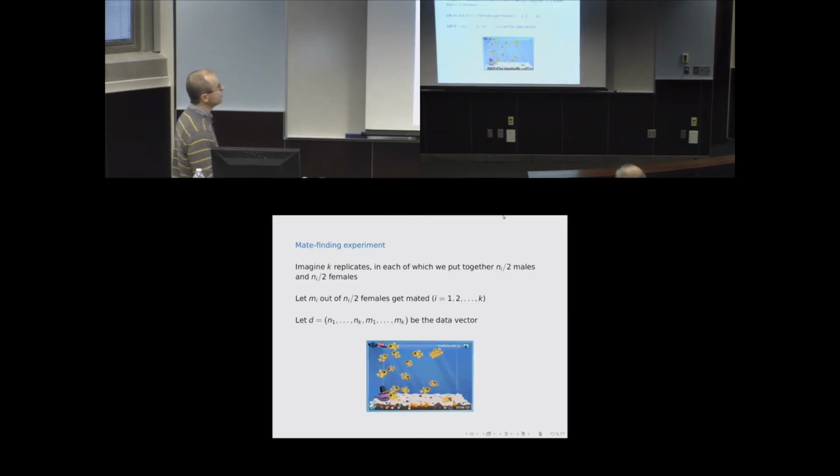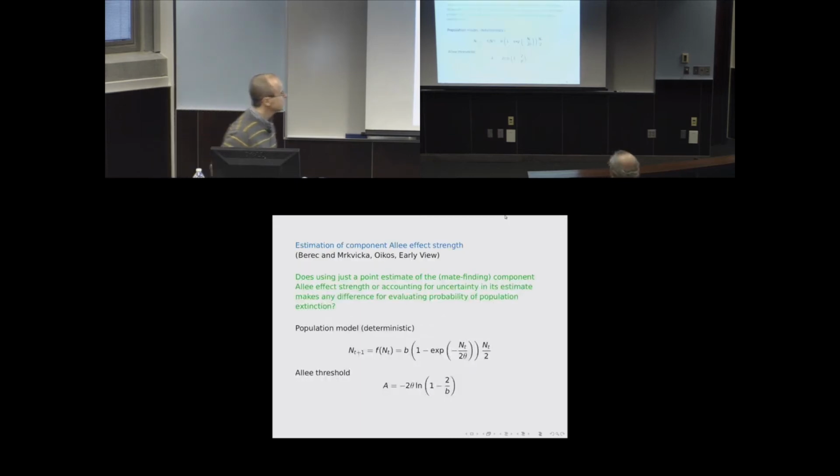And now we have the mate-finding experiment. What we would like is to estimate theta here and use this equation to estimate the Allee threshold. This is what people usually do. And our question in this paper was, if the estimation of this parameter has some uncertainty behind it, how does it project to the uncertainty behind this value of A?